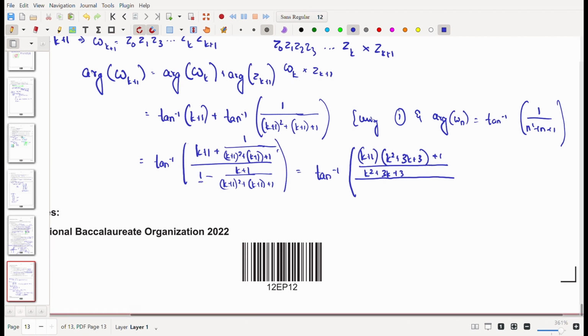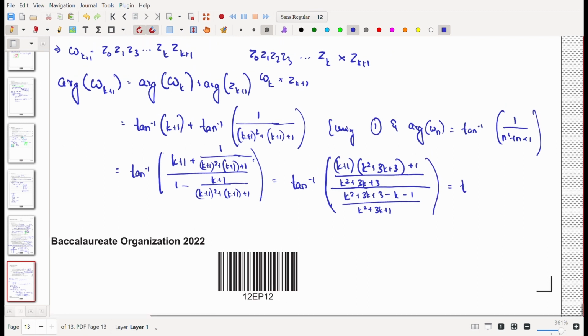And now you have, so let's bring this to the numerator as well. So k squared plus 3k plus 3 minus k minus 1 by k squared plus 3k plus 1. This is equal to, ooh, looks like we're running out of space, huh? Tan inverse of, we'll cancel out the denominators and finish off the numerator. So when we expand the brackets, we will get k cubed plus 4k squared plus 6k plus 4, whole divided by k squared plus 2k plus 2.